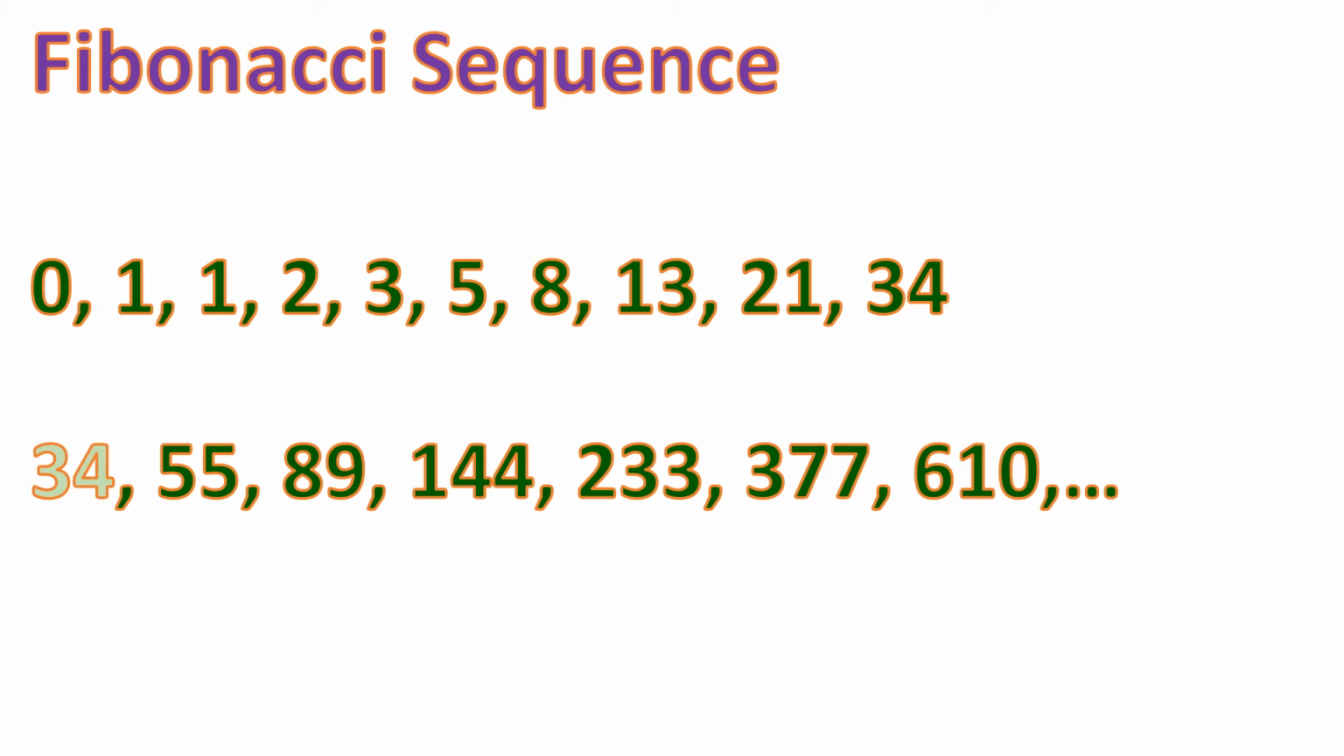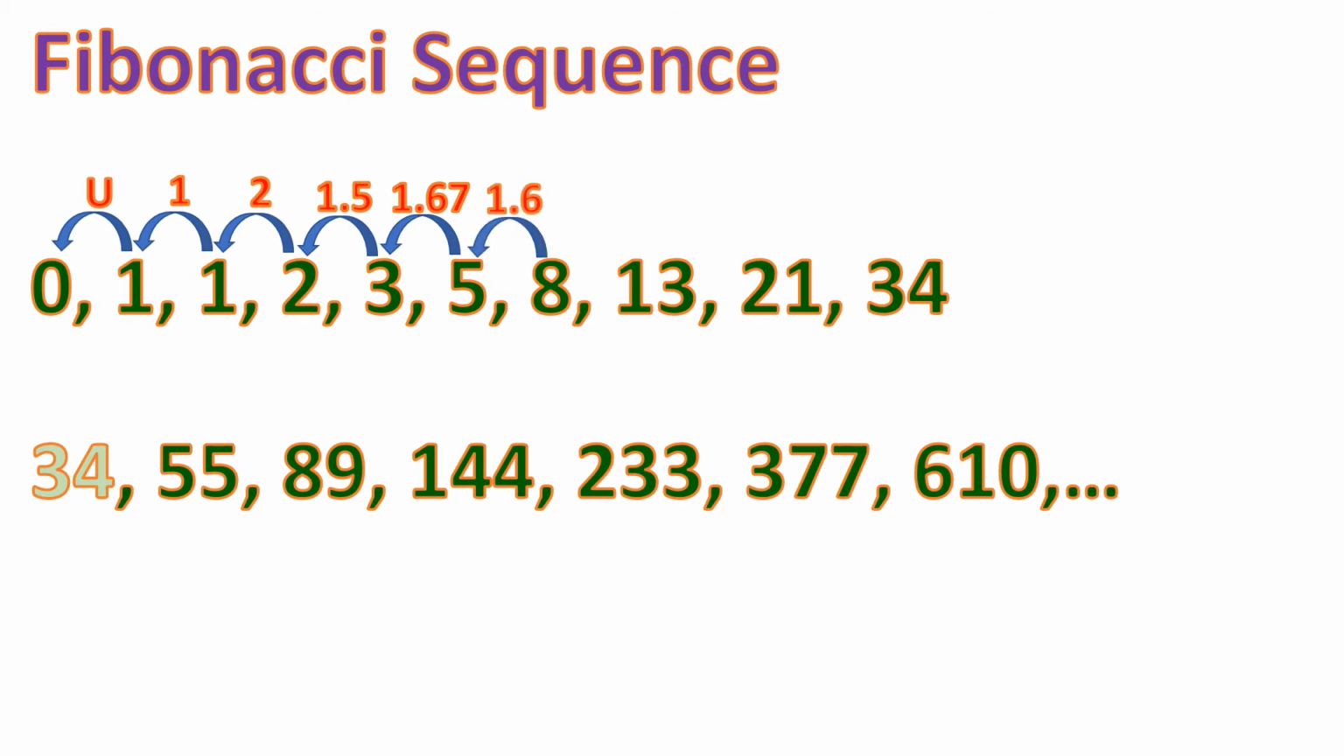And if you're going to divide this 1 by 0, of course you cannot divide it, so let's name it u, which means undefined, or you cannot divide it. If you divide this, 1 divided by 1 is 1, 2 divided by 1 is 2. So for now you cannot see a common ratio unlike the geometric sequence. 3 divided by 2 is 1.5. 5 divided by 3, 1.666, or round up 1.67. 8 divided by 5 is 1.6.